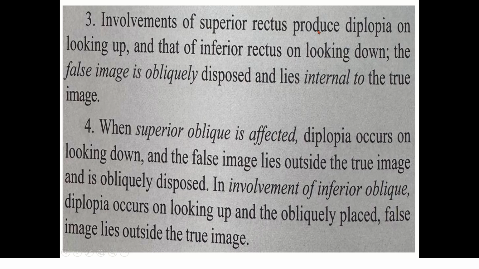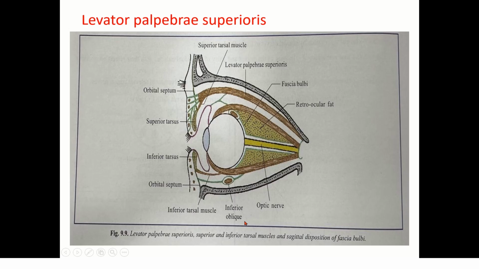Involvement of the superior rectus produces diplopia on looking up, and that of the inferior rectus on looking down. The false image is obliquely disposed and lies internal to the true image. When the superior oblique is affected, diplopia occurs on looking down and the false image lies outside the true image and is obliquely disposed. In involvement of the inferior oblique, diplopia occurs on looking up and the obliquely placed false image lies outside the true image. Now there are certain additional actions like conjugate movements and disjugate movements.